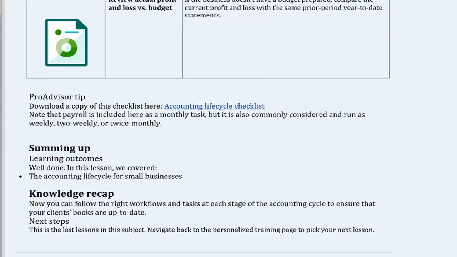Next steps. This is the last lesson in this subject. Navigate back to the personalized training page to pick your next lesson.